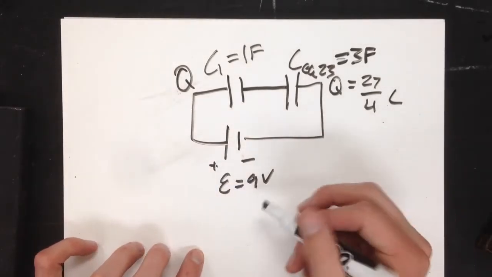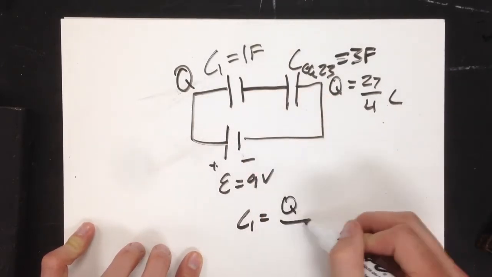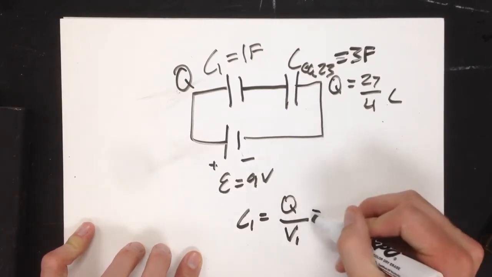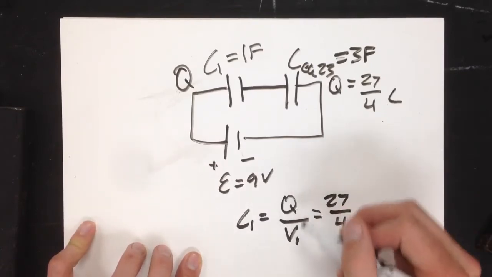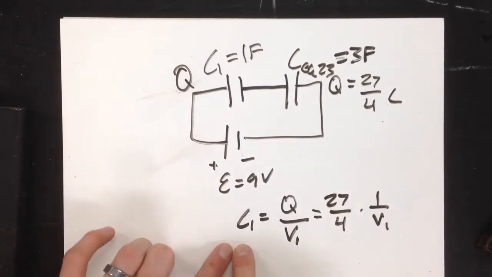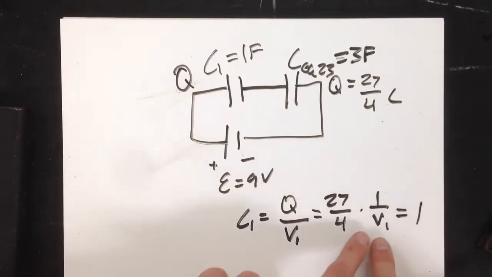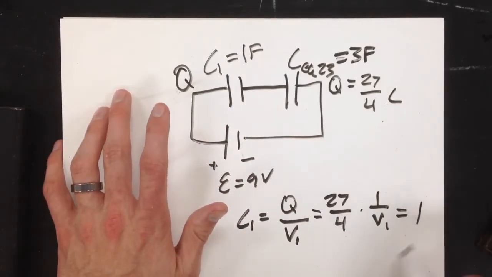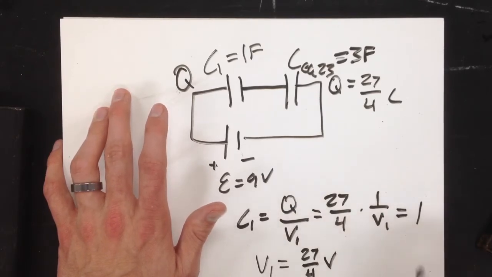Because remember, in series they will have the same charge, in parallel they will have the same voltage. So let's look at C1. C1 equals Q over V1. Now, Q, we've already figured it's 27 over 4, divided by V1, which is like multiplying by 1 over V1. And remember, C1, the capacitance, is 1. So I can multiply both sides by V1 to give me a voltage drop of 27 over 4 volts across that capacitor.